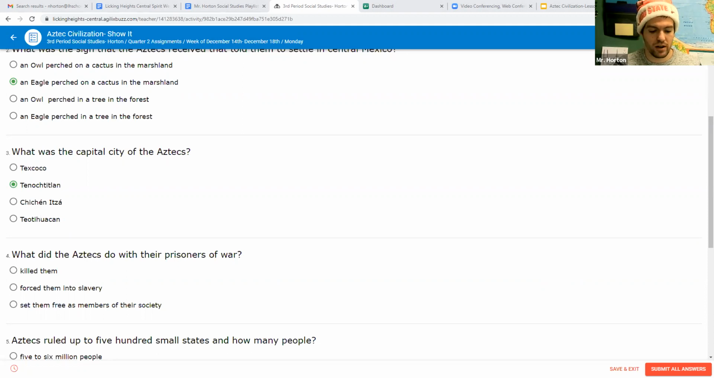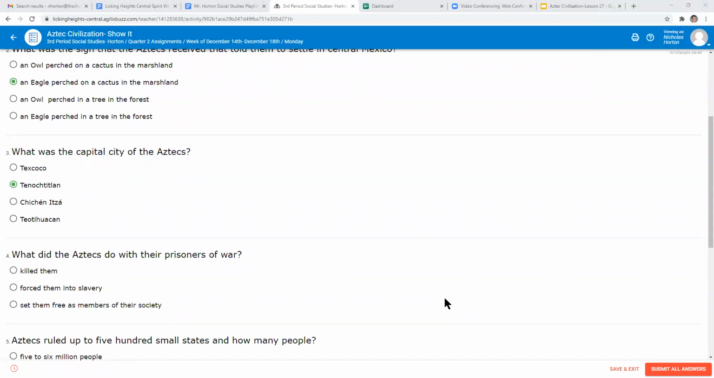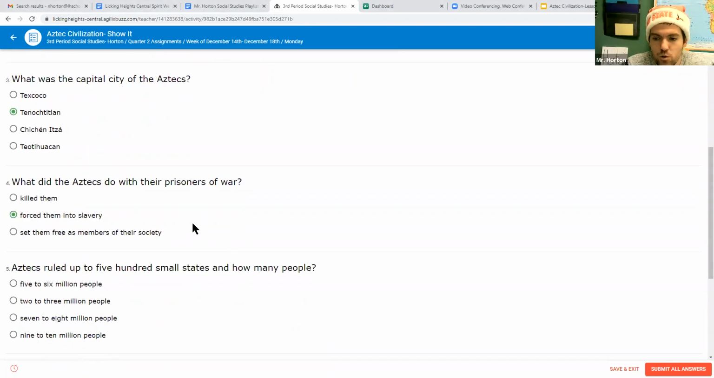Then number four, it says, what did the Aztecs do with their prisoners of war? If you were captured by the Aztecs, what was the main thing that they did to you? Did they kill you? Did they force you into slavery? Or did they set you free as members of their society? Savannah, what do you think for that one? Forced them into slavery. Perfect. So if you were captured in war, then they forced you into slavery. That's going to be your answer for number four.